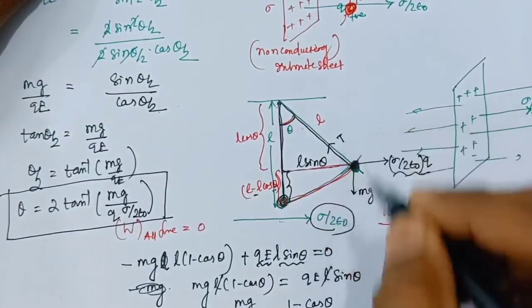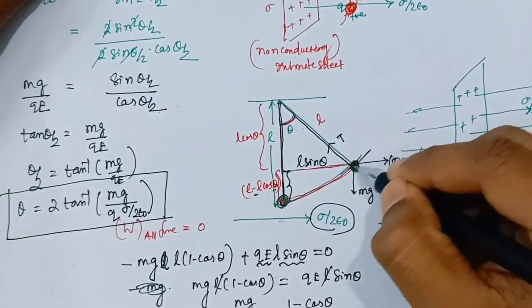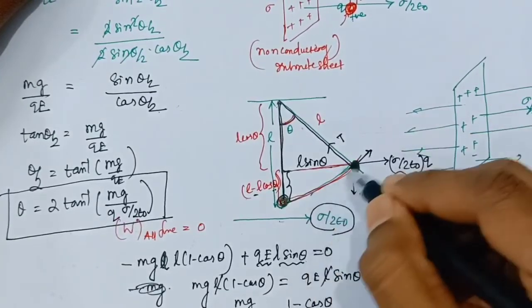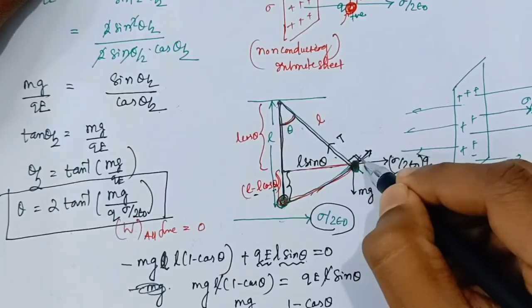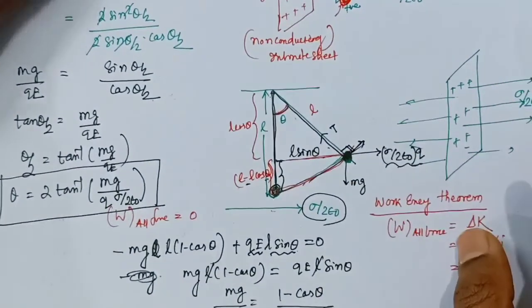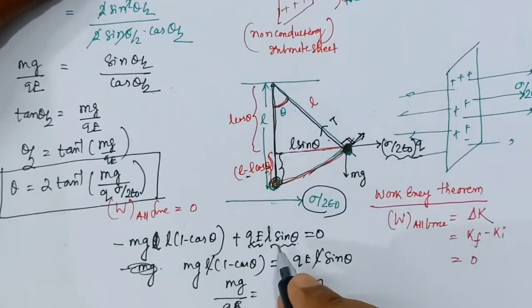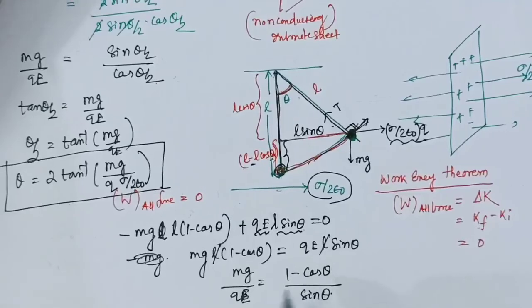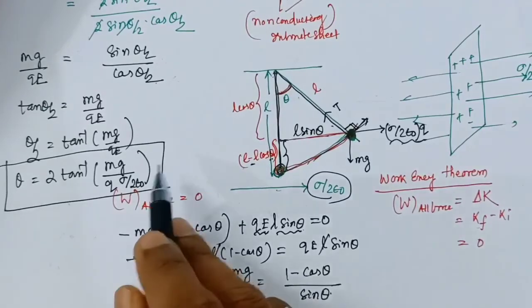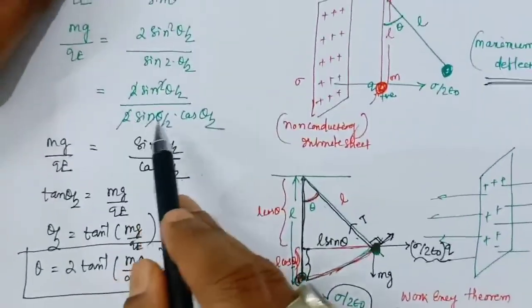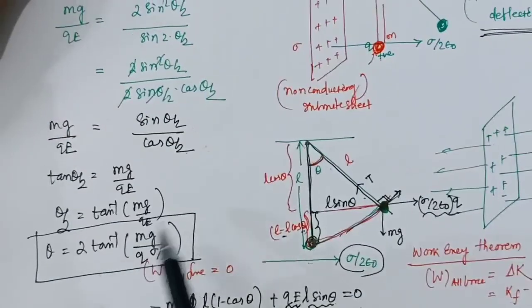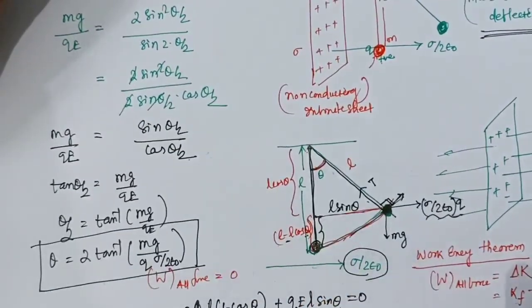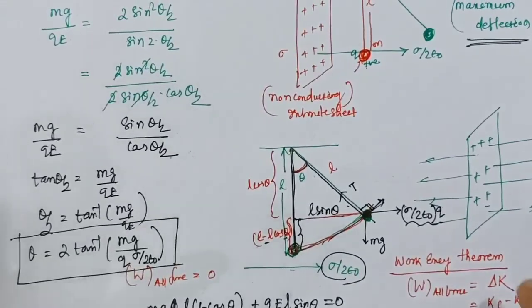Here one student may also think about the work done due to tension. Tension T is like this and displacement is like this. At any instant, tension and displacement are exactly 90 degrees. So work done by tension is 0, that's why I have not included it here. Using the basic calculations, putting the value of E as sigma by 2 epsilon naught and a little bit of trigonometric skill, I reached the conclusion, and this is the maximum deflection that we can find. I hope this scenario is clear to everyone. Thank you everyone. Thank you for watching.